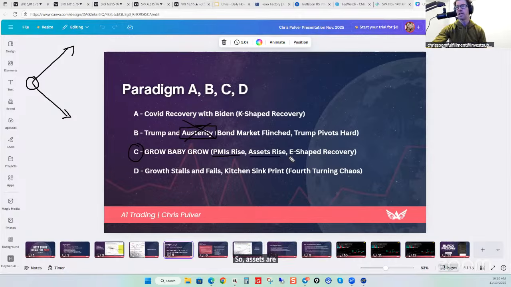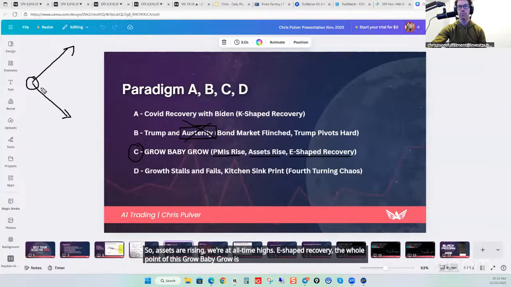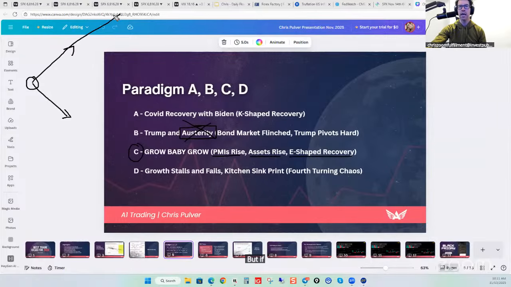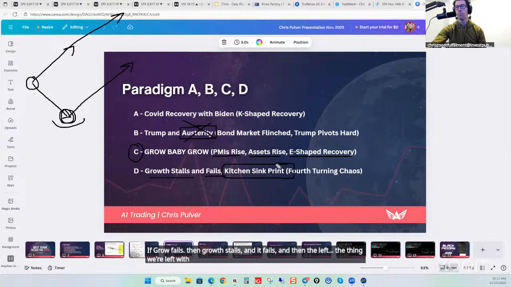We're at all-time highs. E-shaped recovery, the whole point of this grow, baby, grow is that, okay, the K has already been started. But if you can keep the K going, but you pivot to an E, everyone that's been falling behind, you're trying to give some help to the bottom. Maybe. That's a big maybe. Because if this fails, if growth fails, then growth stalls. And then the thing we're left with is we have to now print and stimulus and ease our way through it.